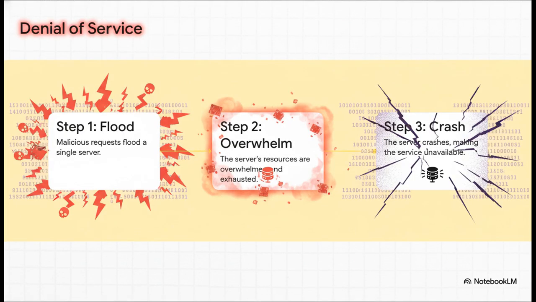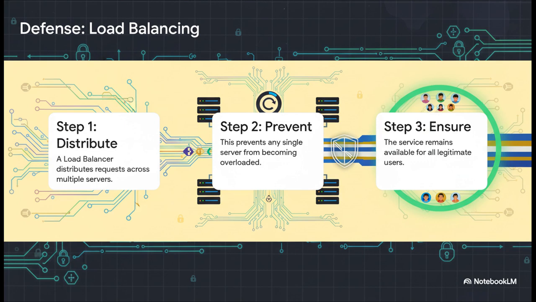Now let's talk about availability. The threat here isn't about theft. It's all about disruption. In a denial of service attack, an attacker just floods a server with so many bogus requests that it gets completely overwhelmed. All its resources get used up, and for regular users like you and me, the service just crashes. It becomes completely unavailable. So how do we fight back against that?